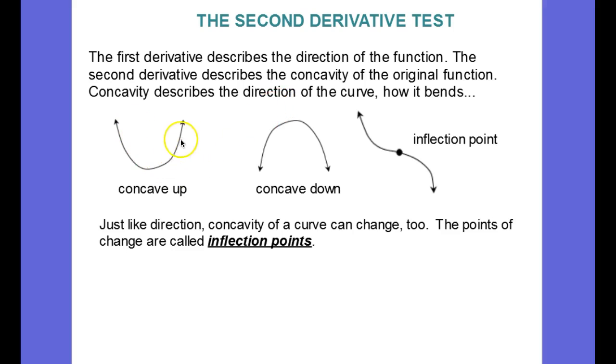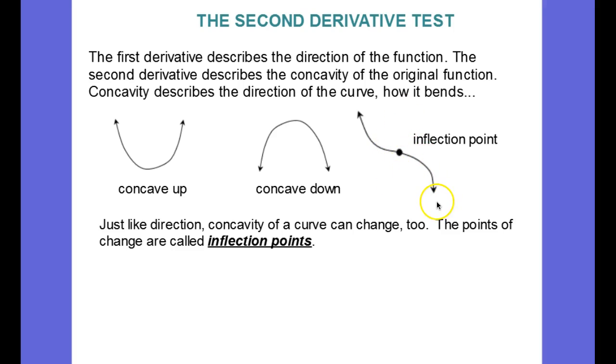Concave up looks like a smiley face. Concave down looks like a frowny face. Here we have an inflection point, and you can see that at the inflection point the concavity changes. In this case, it changes from concave up to concave down.